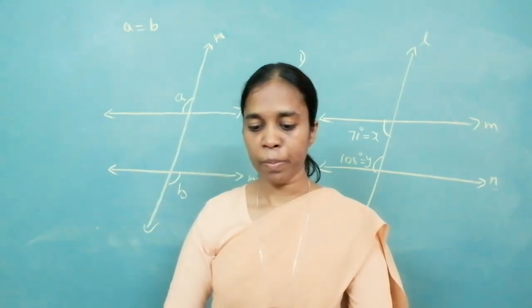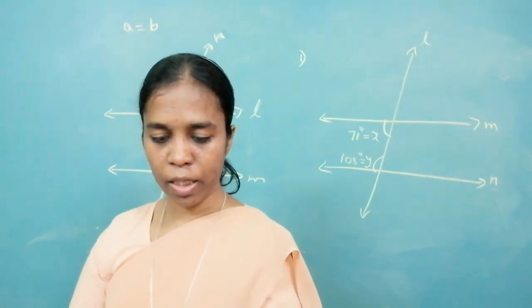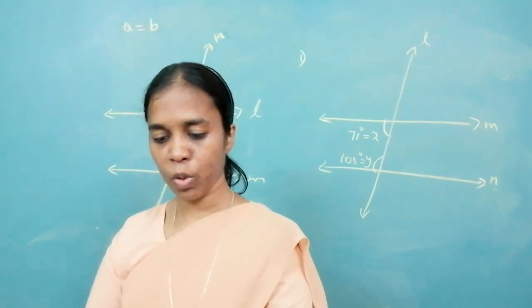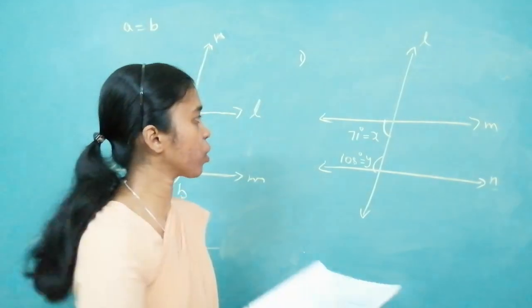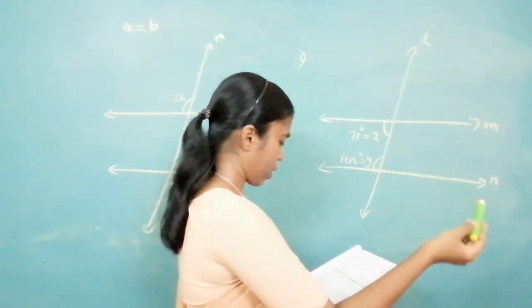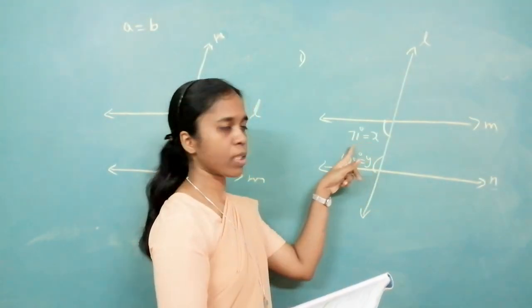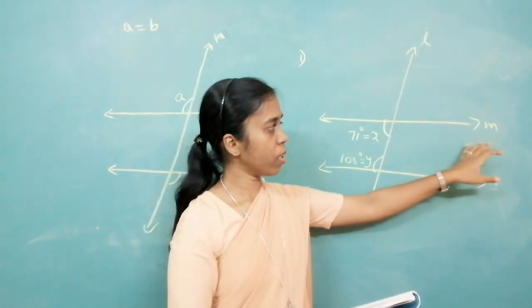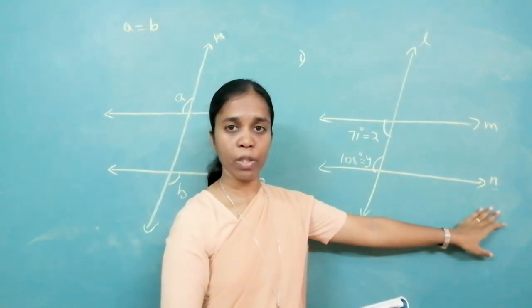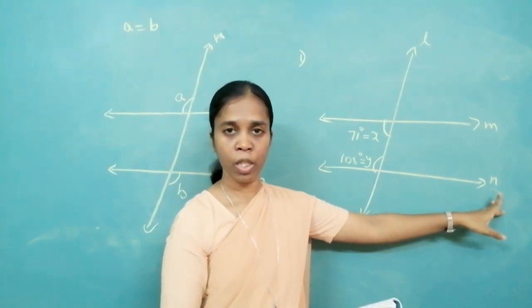We go for the next practice set. In the next practice set 2.2, question number 1. What does question number 1 say? I have drawn it on the board. We are given that y is equal to 108, x is equal to 71. Prove whether m is parallel to n. You have to show whether m and n are parallel or not.